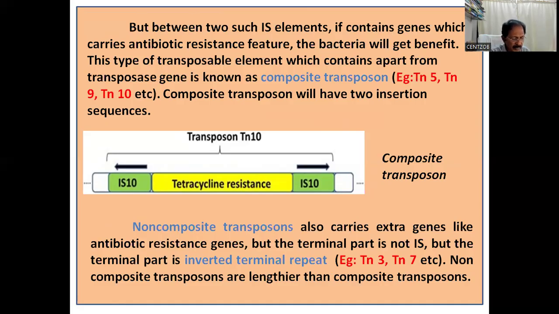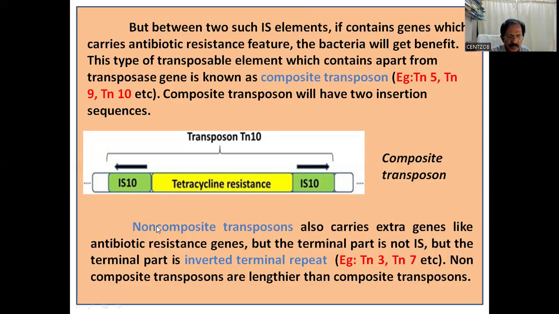Composite transposon. What is the peculiarity? Between the two such elements, if there are genes which carry an antibiotic resistance feature, the bacteria will benefit. This type of transposable element, which contains, apart from the transposase gene, other genes, is known as a composite transposon. Composite transposon, what is the main peculiarity?